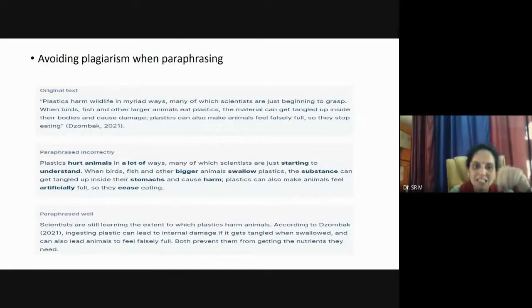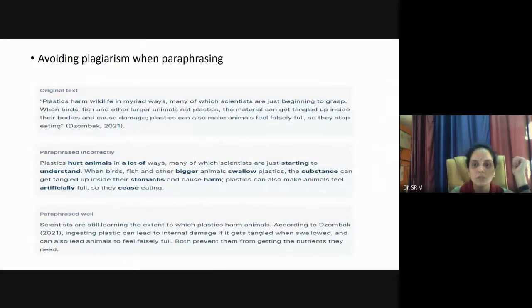At last, when you see the next one, something is paraphrased well, because everything you have put in your own words, and at the end of the first line itself you have given the citation according to Zombak 2021. So everything is there: author name, year, what he says. So completely you have paraphrased the text very well.